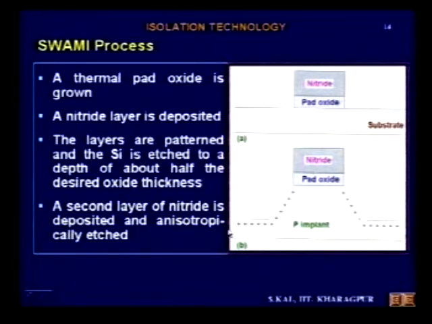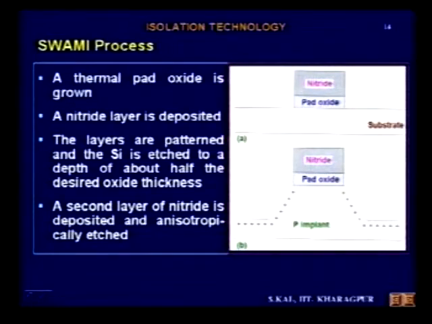Because in the field oxide, before growth of the field oxide, we implant, which is known as the field implant, so that below the field region, the silicon layer will not be inverted, and a P plus dopant is implanted here. That is known as the field implant.